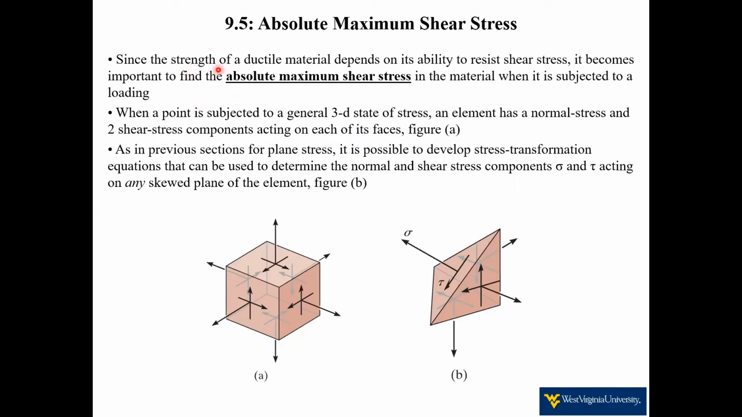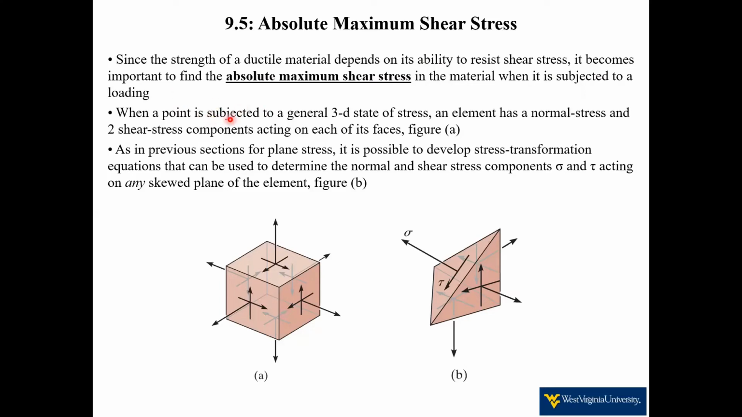Okay, so the strength of a lot of ductile materials depends on their ability to resist shear stress. Materials like a lot of different types of steel, aluminum alloys, and in general a lot of different metals are ductile, if you remember back to chapter 3 when we talked about ductile versus brittle materials. So in their case, it becomes important to find the absolute maximum shear stress in the material when it's subjected to a loading, and not just the in-plane shear stress.